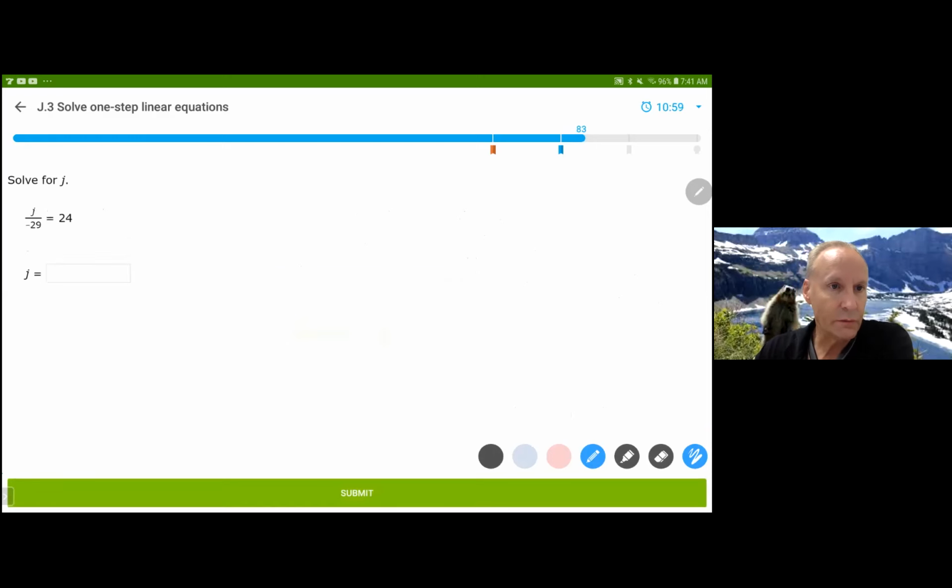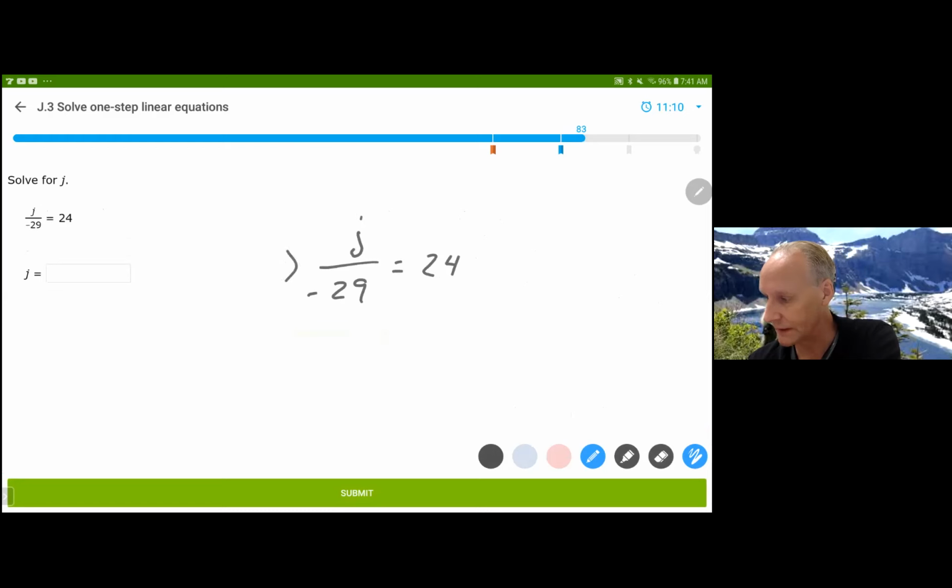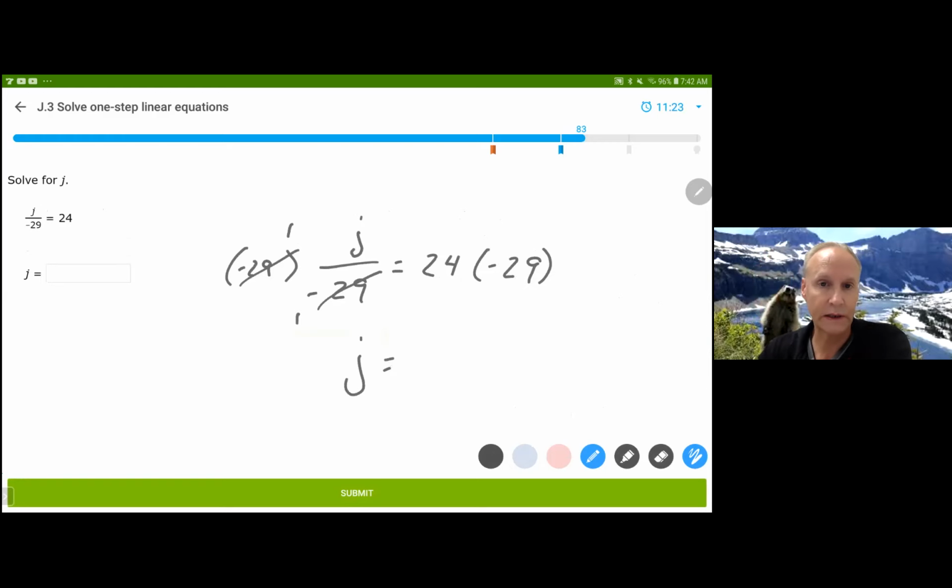This time I'm going to multiply by negative 29. A lot of people are going to get negative 5 out of this, which it's not. This is a division, and I'm going to have to multiply by negative 29 on both sides. These cancel out and give me 1s, and I have j by itself is equal to 24 times 29.